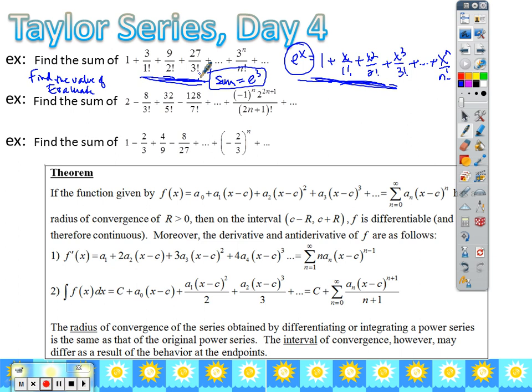So with knowing that, the sum of the series that we are comparing to is sine x. So the sum of this series is sine 2. So the sum equals sine 2. Okay?